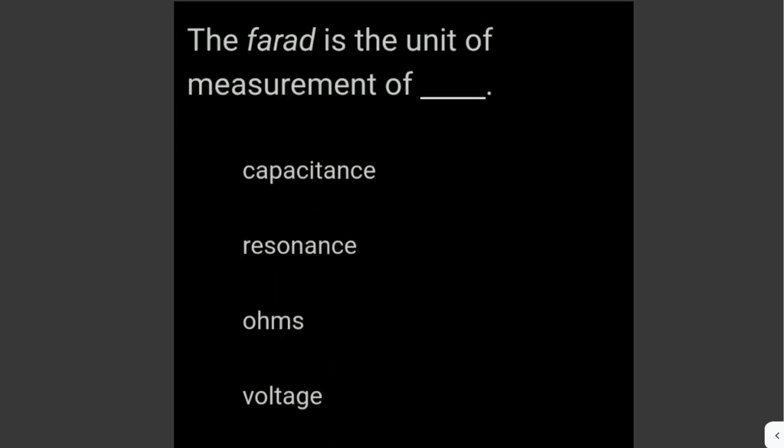The farad is the unit of measurement of capacitance, resonance, ohms, or voltage. The answer here is capacitance. Capacitance is the ability for something to store an electrical charge, and it is measured in farads.